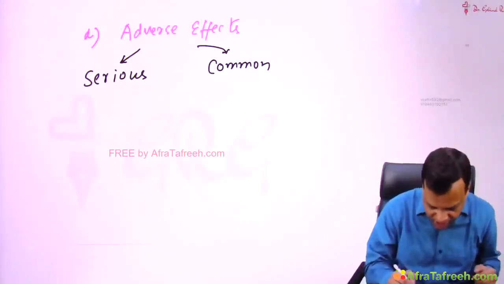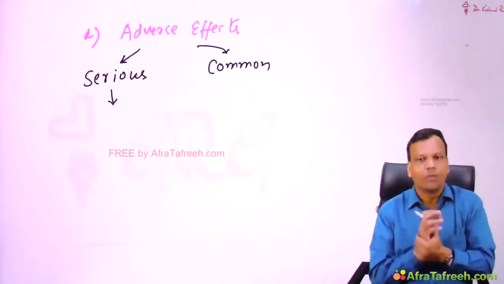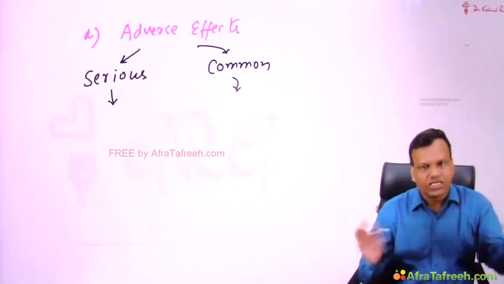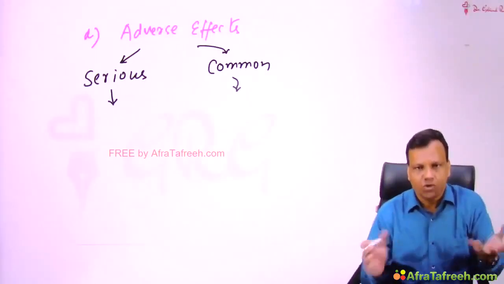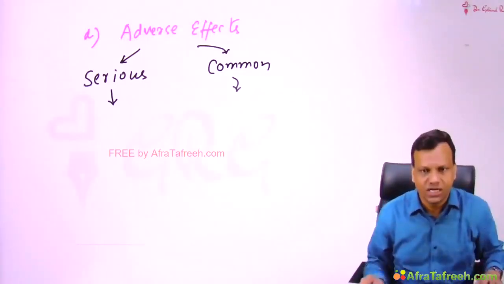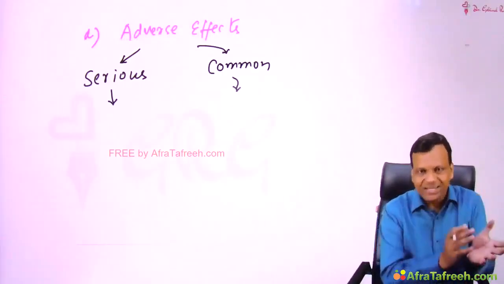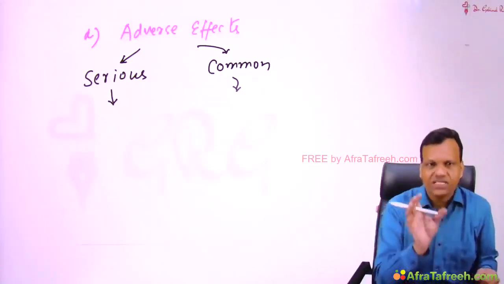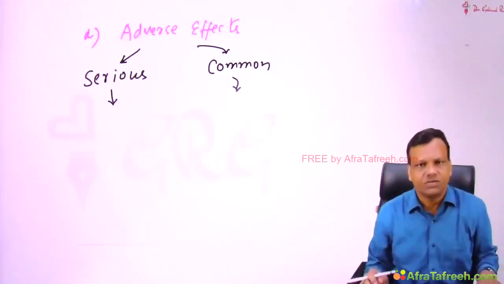If an adverse effect is serious, even if it is uncommon, they should mention it. And if an adverse effect is common, whether it is serious or not, it must be mentioned. So all types of adverse effects must be mentioned. Only those which are minor and uncommon can be missed. But all common adverse effects and all serious adverse effects must be mentioned.